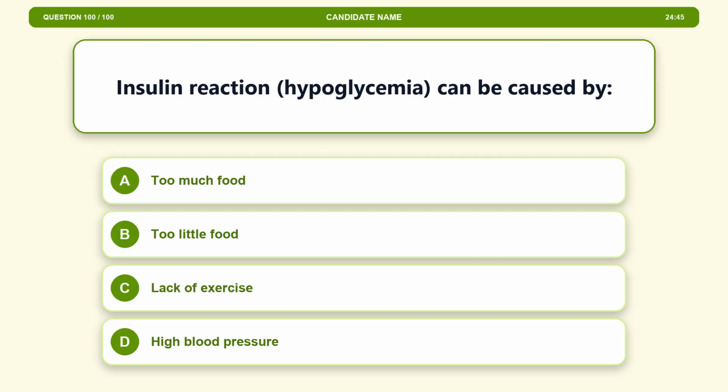Question 100. Insulin reaction, hypoglycemia, can be caused by: Option A, too much food. Option B, too little food. Option C, lack of exercise. Option D, high blood pressure.